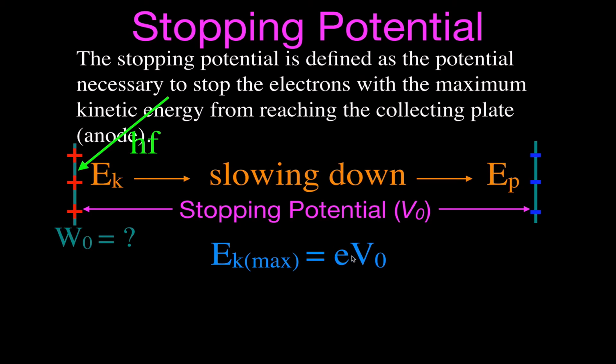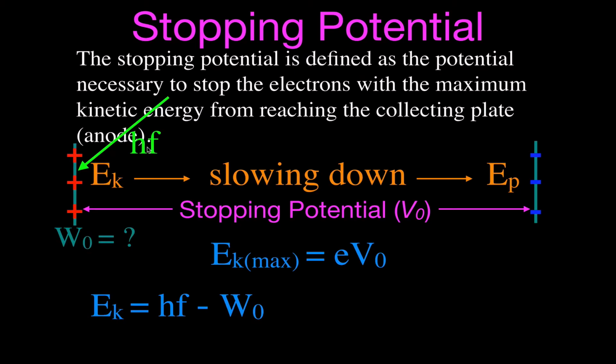We give it the symbol E because it's the elementary charge, 1.6 times 10 to the minus 19, times the potential, the stopping potential, and that will give us the kinetic energy. Then we can use our photoelectric equation, which says that the kinetic energy is equal to the energy of the light, which is h times f, Planck's constant times the frequency, minus the work function.